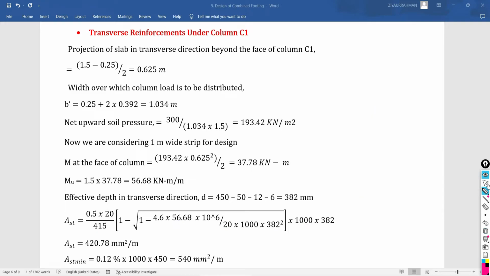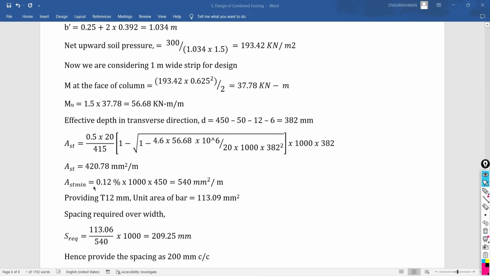Now the area of reinforcement required as minimum as per your codal recommendation. So the codal recommendation is 0.12% of B into D. Consider the width as 1000, 1 meter width. Overall depth is 450. 540 mm square per meter reinforcement is required. You have to compare your design requirement with your minimum requirement. So we are getting a more minimum requirement. That's why we are going to provide this reinforcement.